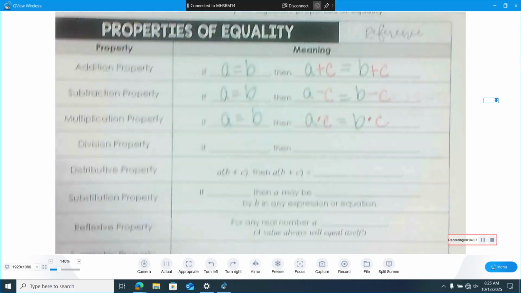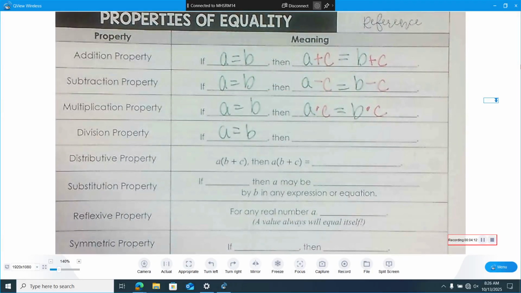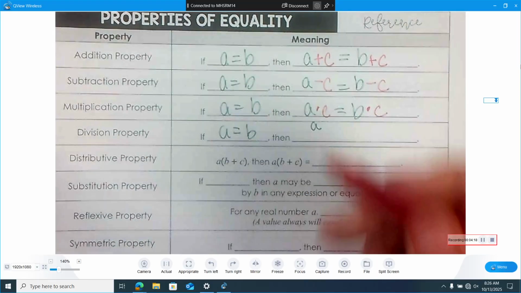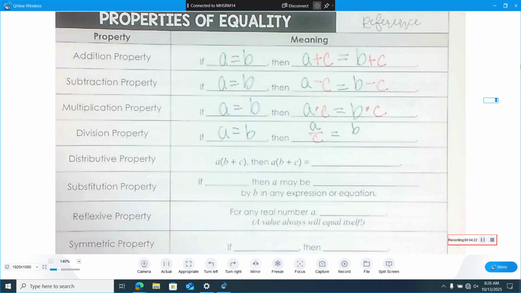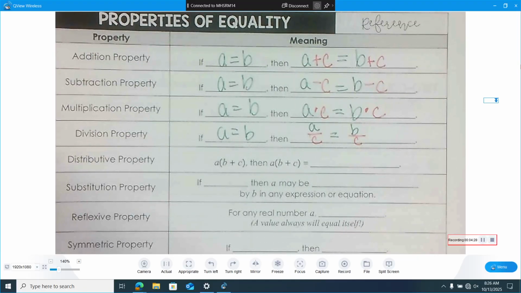The division property is the same thing. If I have an equation, A equal to B, then I can divide both sides by the same thing. So A divided by C would be the same as B divided by C. Again, I can divide both sides of the equation by a number, and it's going to keep my equation balanced as long as I do that to both sides.